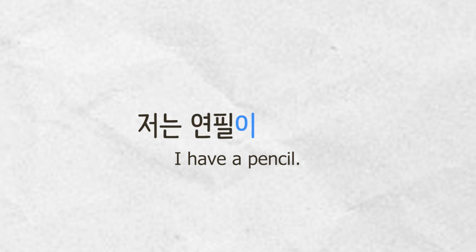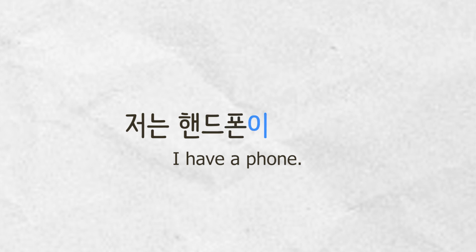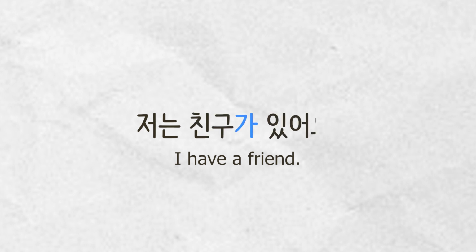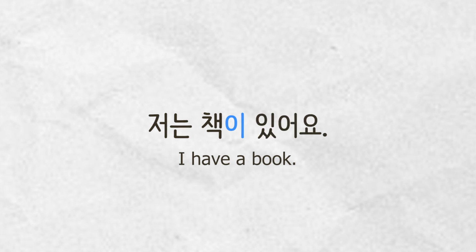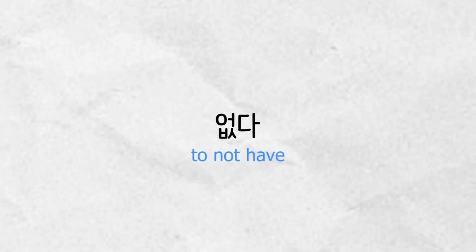We always say 저는 연필이 있어요. 저는 핸드폰이 있어요. That was simple. 저는 친구가 있어요. 저는 책이 있어요. What about I don't have? The infinitive form of I don't have, we actually have a word for this. The specific one for don't have is 없다.